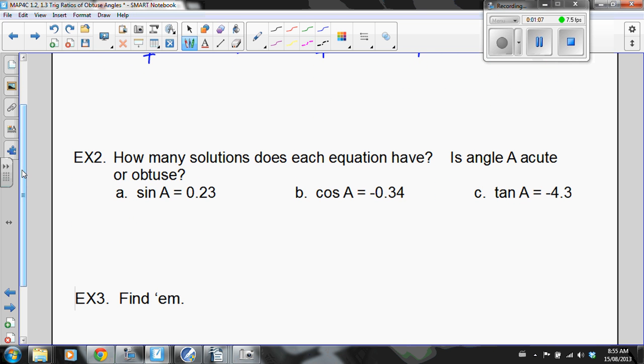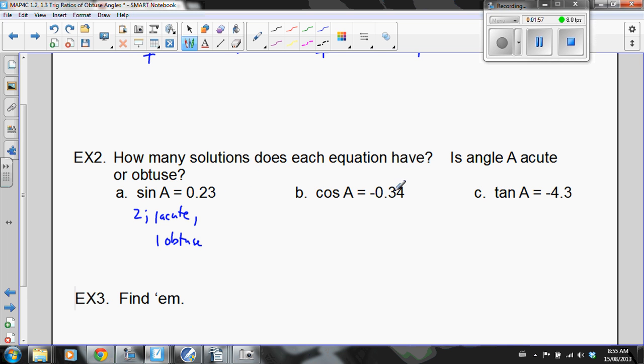Example 2, how many solutions does each equation have? This was one of the morals to our story, is that the sine of A equals blah has 2 solutions. The other 2, it didn't say anything, so we'll have to think about what that might mean. And it says, is angle A obtuse or acute? And remember, when it's sine A equals that, there's one of each. There's an acute angle that the calculator gives us, and then we go 180 minus that to get the obtuse angle. So there's 2 solutions, one's acute and one's obtuse.